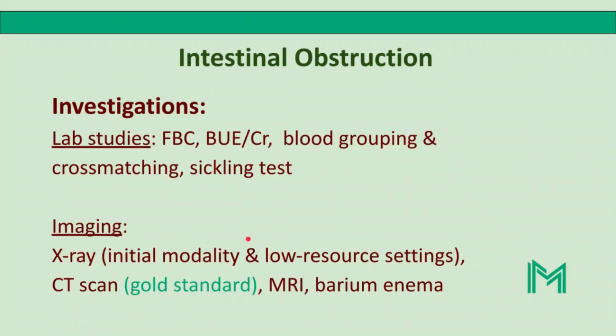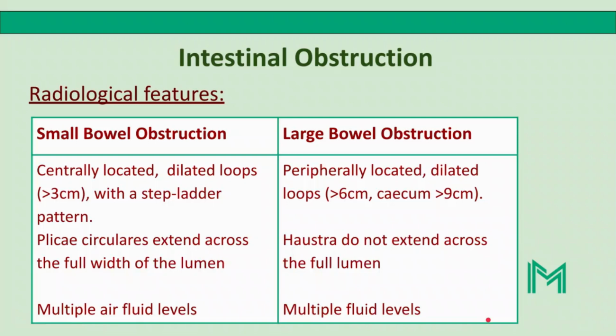Also in low resource settings where there is no CT scan, you can rely on the X-ray, but the gold standard is the CT scan. It helps you to appreciate where the obstruction is and what exactly is causing the obstruction. However, if you're in a low resource setting, you might be restricted to doing an X-ray. You can also do an MRI and a barium enema.